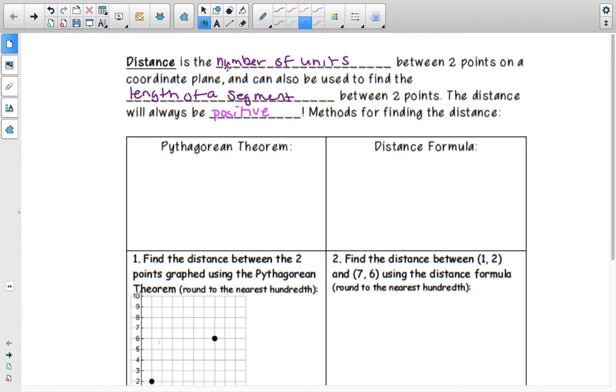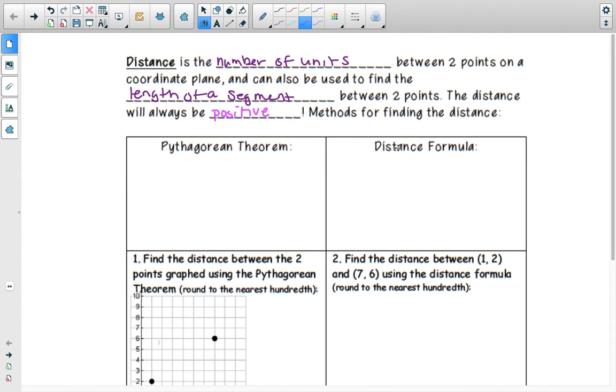So, distance is the number of units between 2 points on a coordinate plane. It can also be used to find the length of a segment. So if it's asking you to find how long something is, that's the length, that's the distance. The distance will always be positive. You can never have a negative distance. There are two methods to finding distance. You can use the Pythagorean theorem or the distance formula.